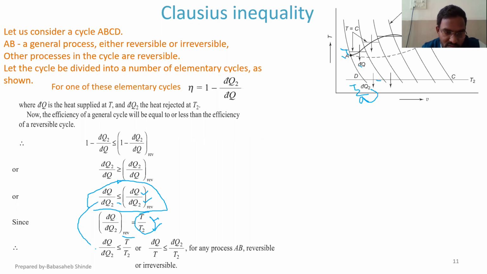So let's replace this dq by dq2 by T by T2. So this equation can be written like dq by dq2 for a normal cycle is less than or equal to T by T2. Now let's rearrange the T and dq2. Let's bring T to the left and dq2 to the right. So the relation will be dq by T less than or equal to dq2 by T2.